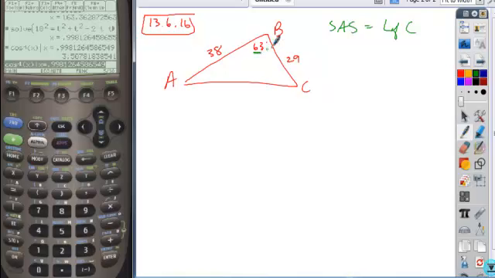Okay, we're going to start with the unknown. The unknown is the side opposite the angle of our SAS pattern. So when we look at that, we get side squared, B squared, is equal to the sum of the squares of the other two sides, minus twice the product of those two sides, all times the cosine of the angle opposite that.